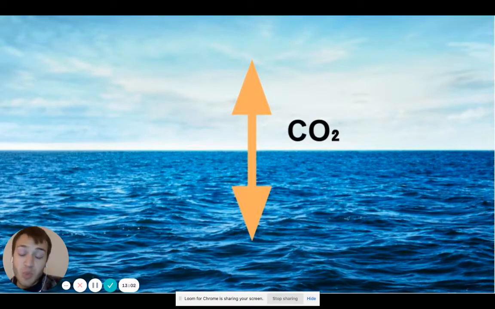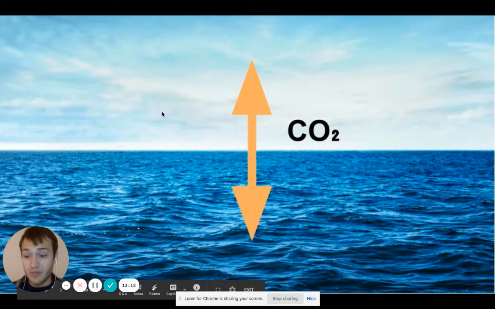And just once again, carbon can leave the hydrosphere through diffusion. It can leave the water and go into the air. Diffusion, which means spread out.